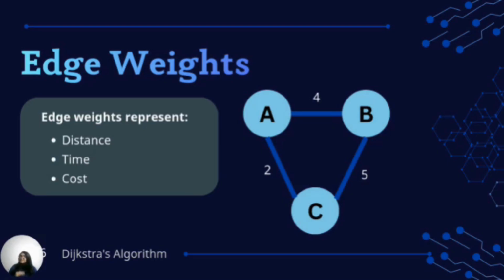Now let's discuss edge weights. Edge weights are numbers assigned to the connections between nodes. These numbers can represent different things depending on the situation. For example, a weight could represent distance in kilometers. It could represent travel time in minutes, or it could represent transportation cost. In this graph, the numbers 2, 4, and 5 are edge weights. Dijkstra's algorithm uses these values to determine the best route.